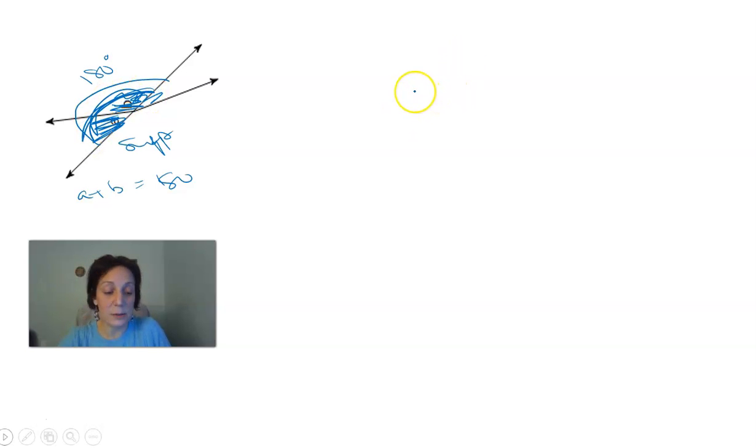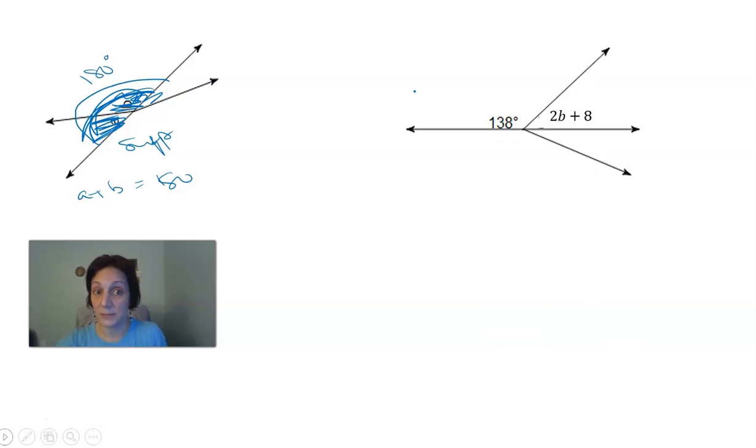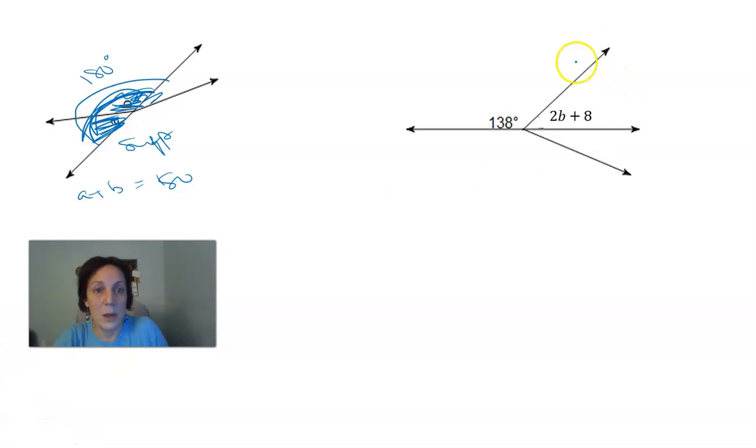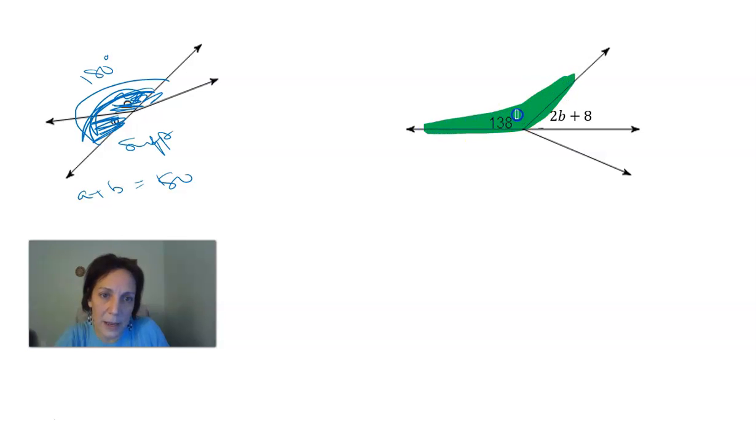All right, so let's look at a problem like this that has algebra in it. Okay, and let's use our highlighters for fun. I'm going to make this one Christmas themed. Okay, I have this really big angle right here that they're calling 138 degrees. I like that. Nice, neat number for me. So that's my green blob.